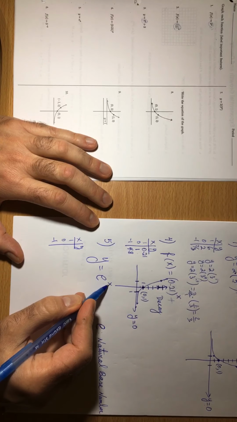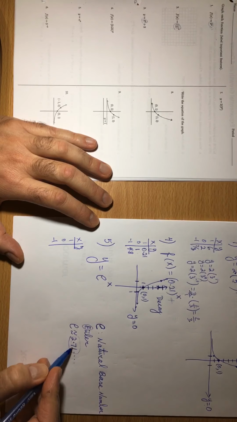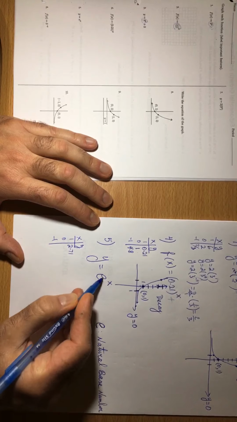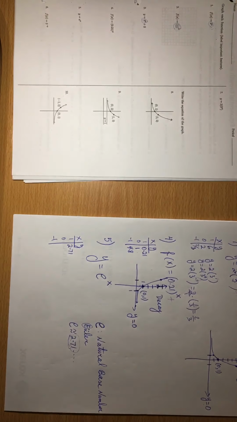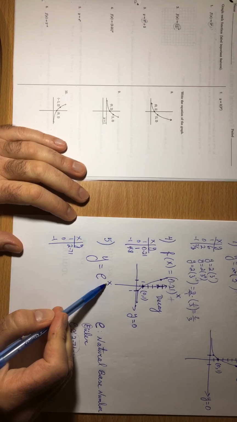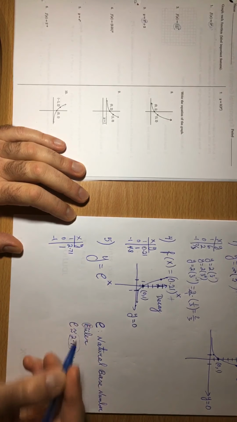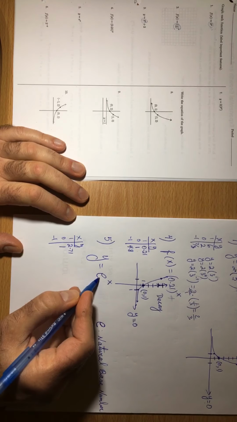What's e to the power of 1? Well, what's 2.71 to the power of 1? It's 2.71. What's e to the power of x? Anything to the power of 0 is 1. So if x is 0 and you have e to the power of 0, it's 1. Doesn't matter. What's e to the power of -1?